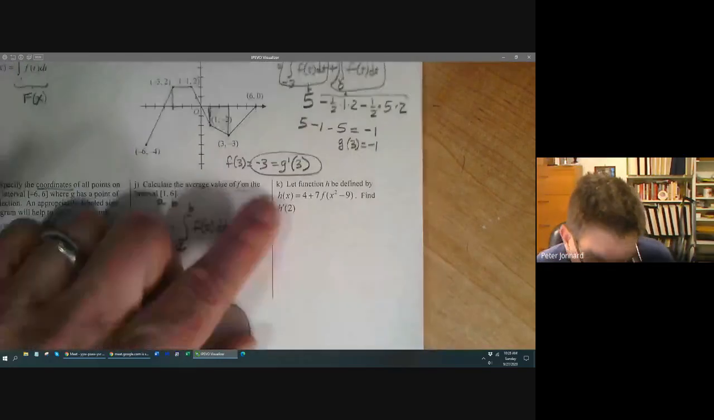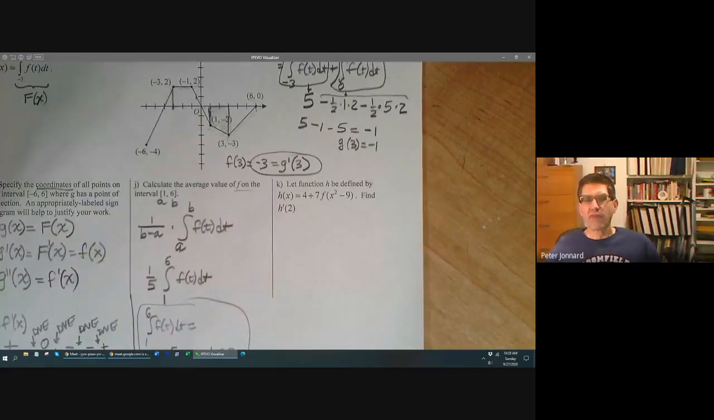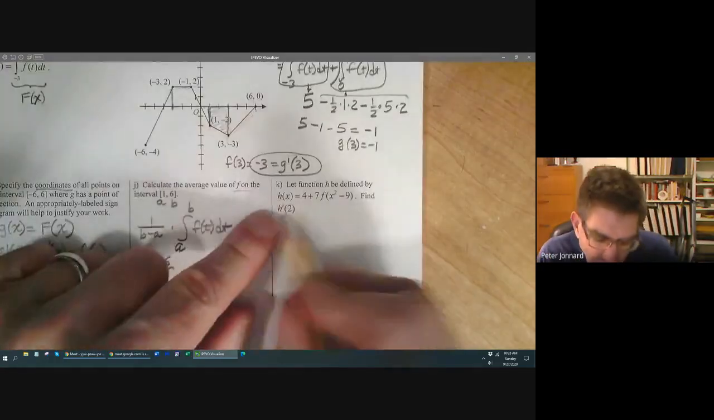All right, and then fun times, look at K. Suppose we define H to be this funny function based on F with all of these crazy arguments and so on, okay? Very typical BC Calc test question. You'll see this type all the time. And you simply follow the rules, okay? That's all you do. You just take the derivative and you take it where the algebra and the calculus take you, okay? So they want h prime of 2.